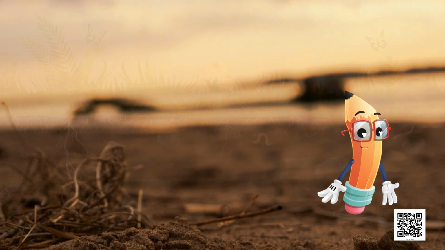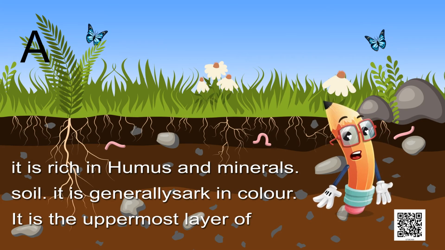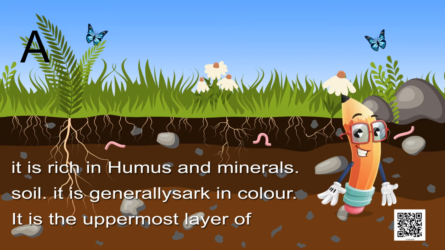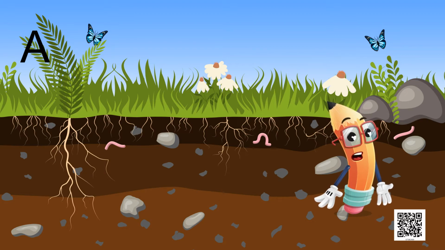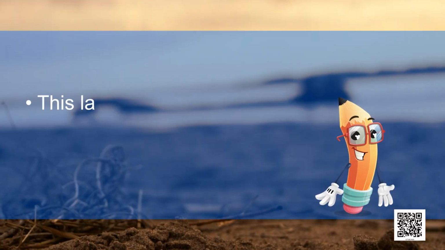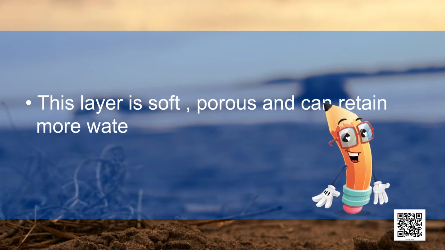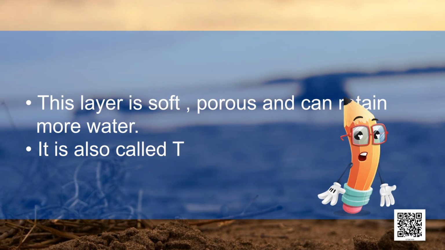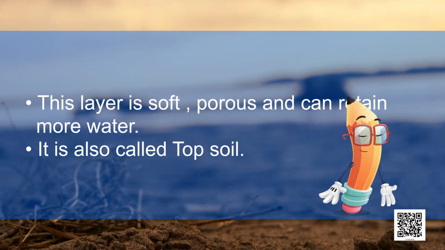First of all, A horizon. It is the uppermost layer of soil, generally dark in color and rich in humus and minerals. This layer is soft, porous, and can retain more water. It is also called topsoil.